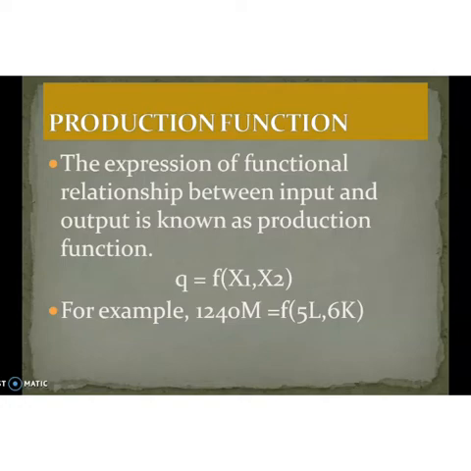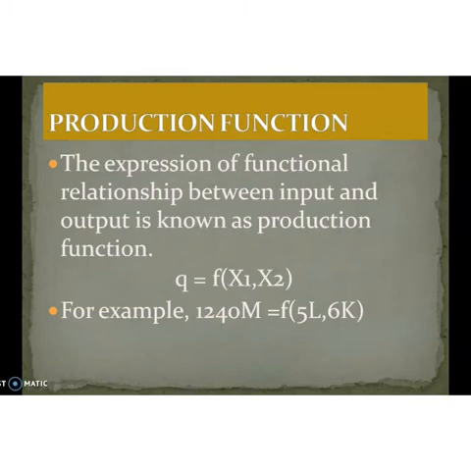It means that by using x1 amount of factor 1 and x2 amount of factor 2, we can produce at most Q amount of output. That is, here we are using factor 1 and factor 2 for producing Q unit quantities of output. So this is the production function. For example, here 1240 M = f(5L, 6K). What is the meaning of this production function?